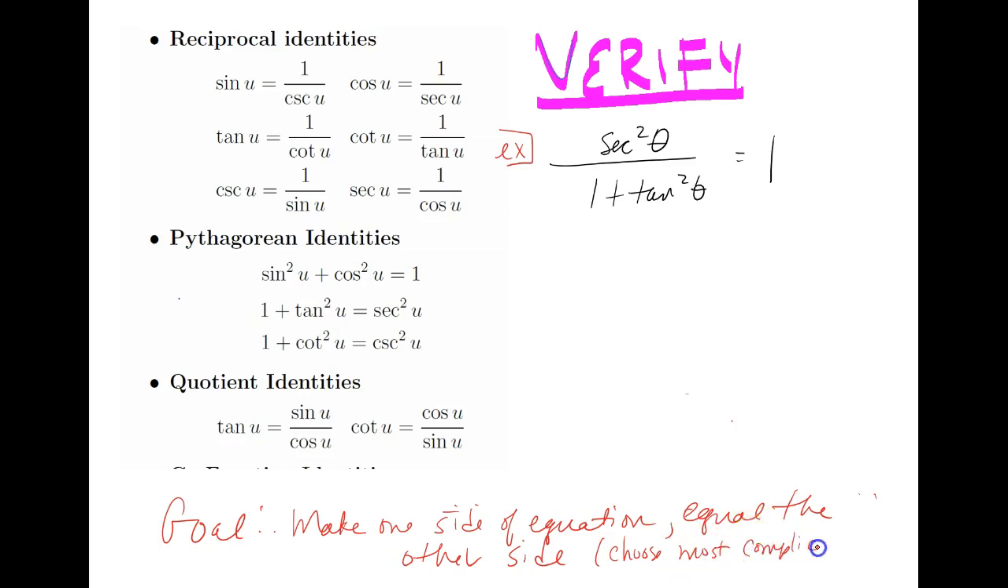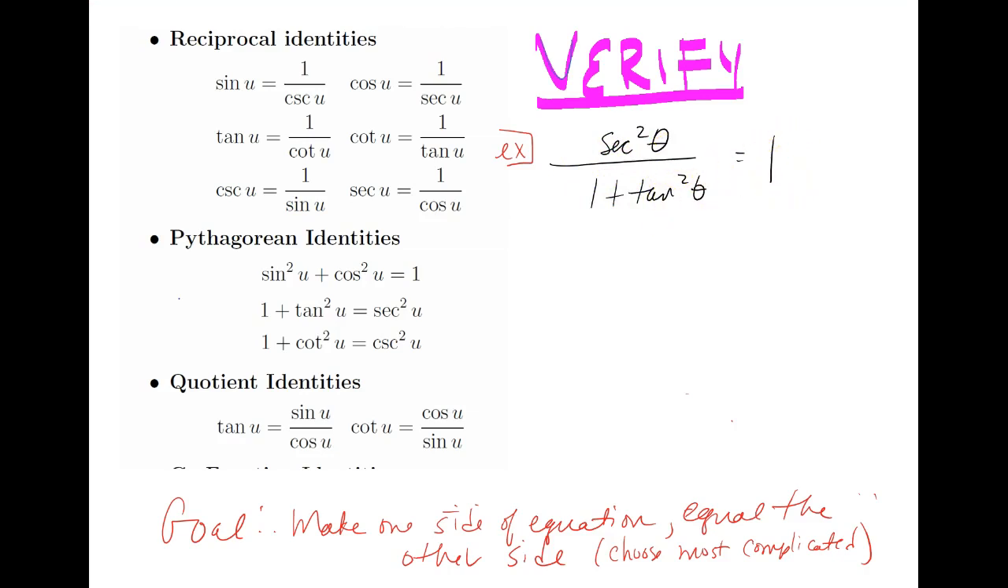Because if you choose the easier side, it's going to be really hard to turn a 1 into all that mess. So I would choose the left side, and you do it exactly like I did on the Simplify videos. You use algebra and plugging in identities to see if you can make this into a 1. So it's kind of cool because you just simplify this and hopefully you'll get to a 1. So what would be my first step?